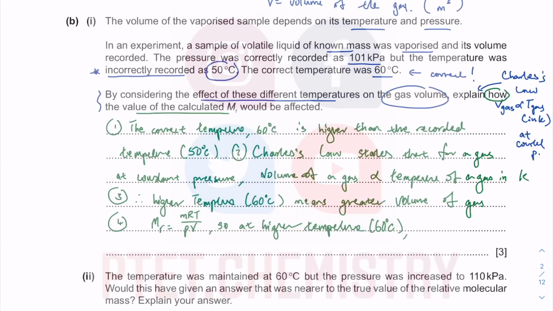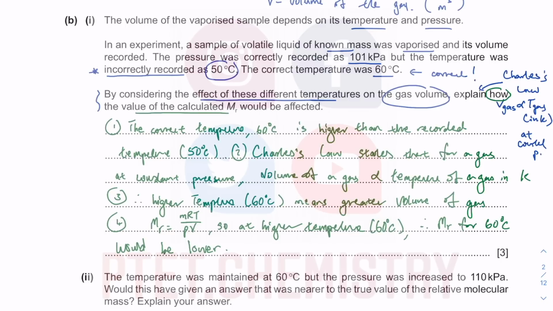So Charles' law says that for a gas at constant pressure, volume of a gas is directly proportional to temperature of a gas in Kelvin. Okay, so if my temperature is higher, my volume is higher. So if my volume is higher, my MR will be lower. So therefore the MR for 60 degrees Celsius would be lower. I think that should be alright. Let me think. I think so, yeah.